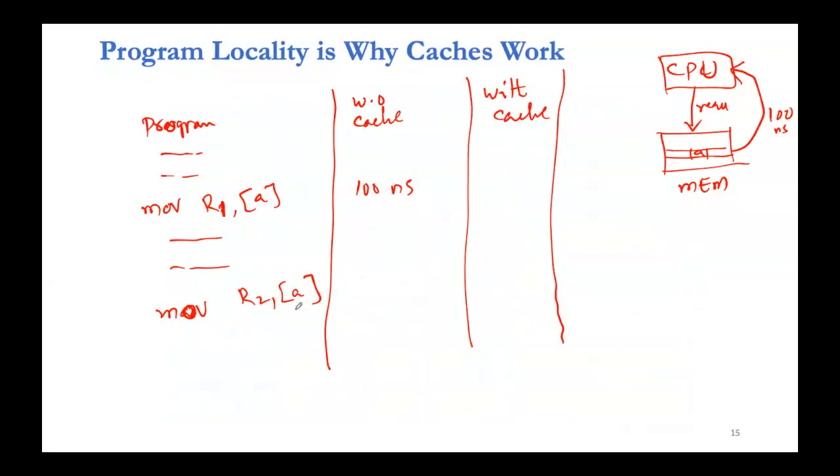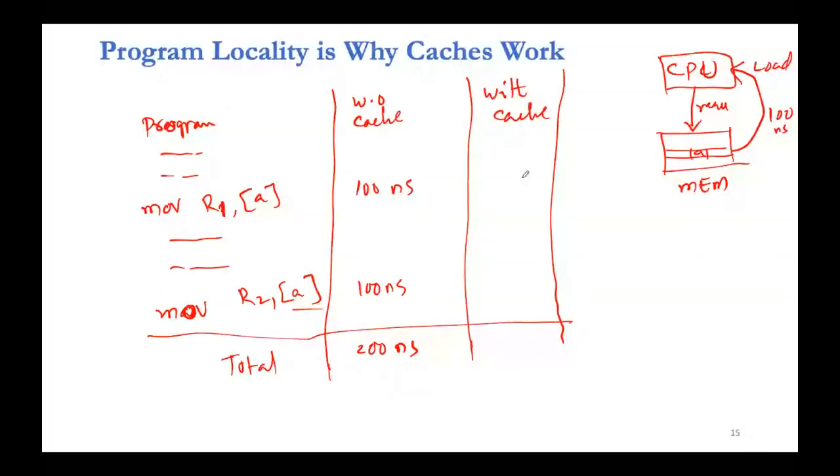Similarly, the second time, the same variable A is used, and it is available in the main memory. Locating it, fetching it and loading it into the CPU again takes 100 nanoseconds. So the total latency taken in this case is 200 nanoseconds.